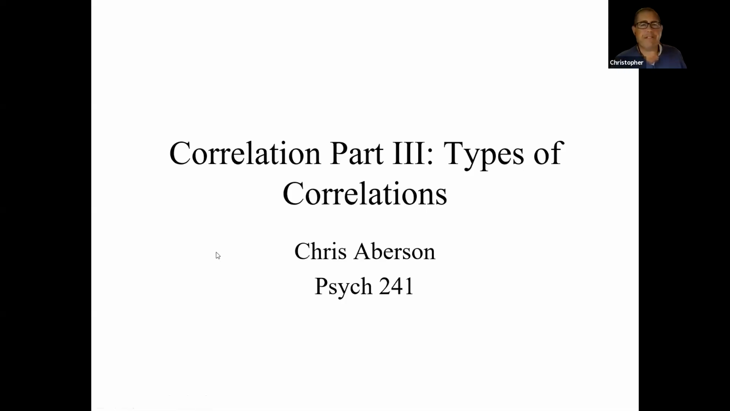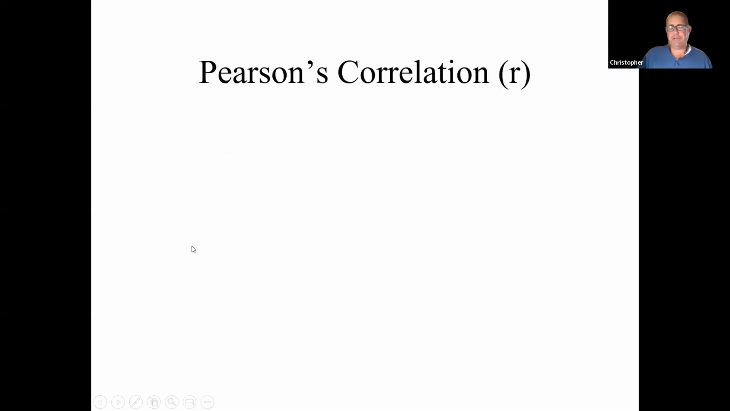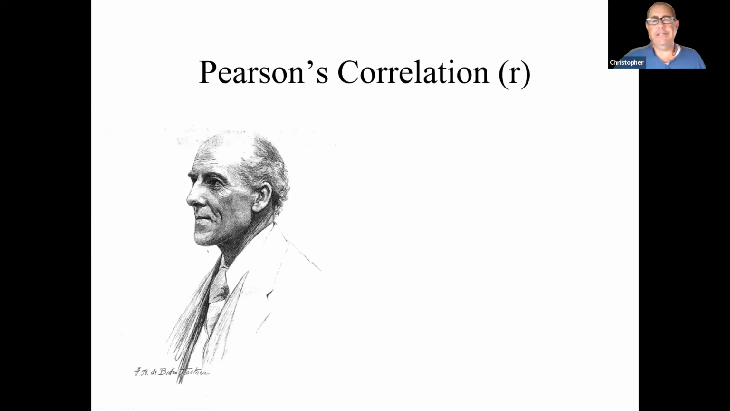All right, so we're going to talk about the different types of correlations we encounter in this course. The first one and the biggest one, the most important one, is Pearson's correlation coefficient, named after Carl Pearson. You know he must be important. He has his portrait painted.